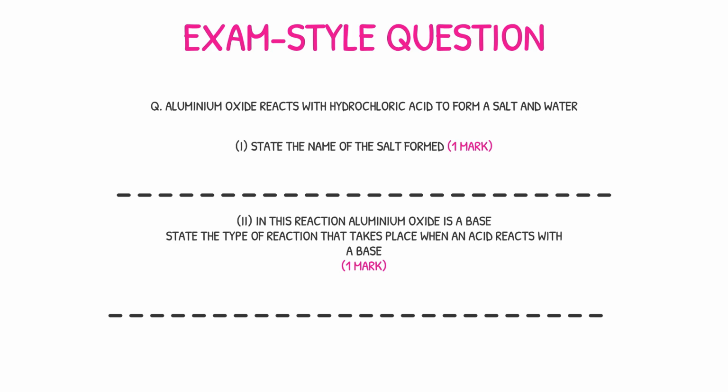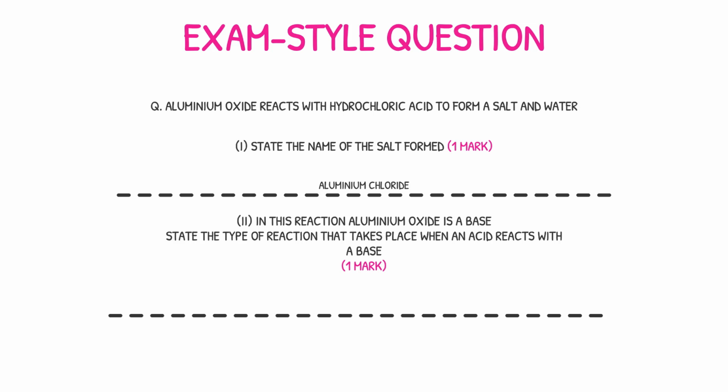Part 1 of this question asks for you to name the salt formed in the reaction between aluminium oxide and hydrochloric acid. As we have discussed, a salt will always consist of two names, where the first part is determined by the metal in the base, and the second is determined by the acid that is reacting. Using this logic, we know that the name of the salt formed is aluminium chloride.